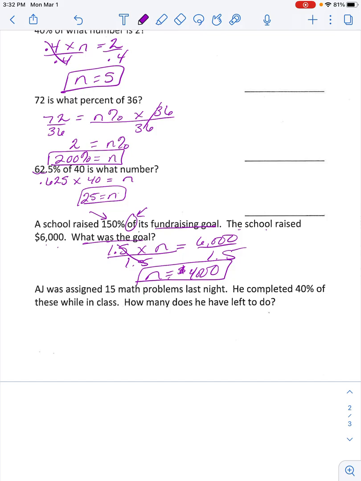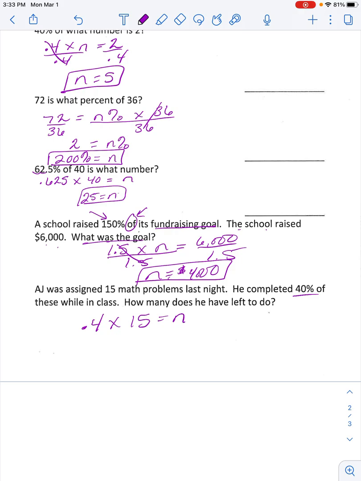Alrighty, and then the last one. AJ was assigned 15 math problems last night. He completed 40% of these while in class. Okay, so how many does he have left? So he completed 40%. Should change that into a decimal automatically. He was assigned 15, so he completed 40% of the 15. So 0.4 times 15.